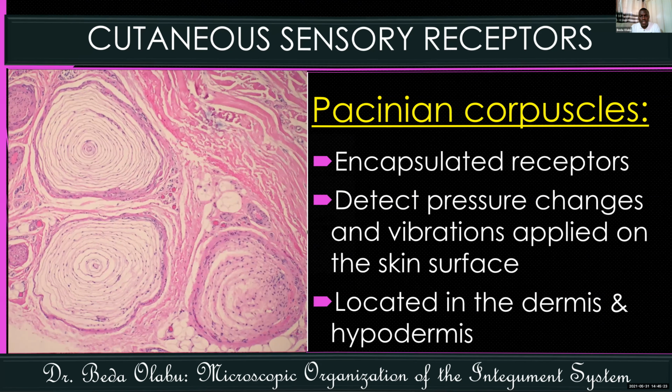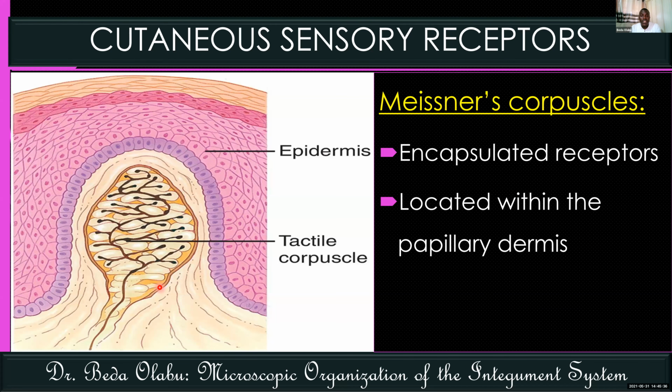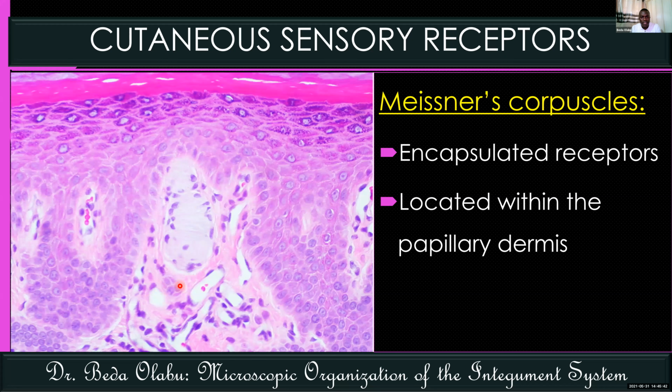The third one I want to talk about is the Meissner's corpuscles. Meissner's corpuscles are located in the papillary dermis, as I told you. They are also encapsulated. They have a capsule around them. Located in the papillary dermis, Meissner's corpuscles are receptors for light touch.